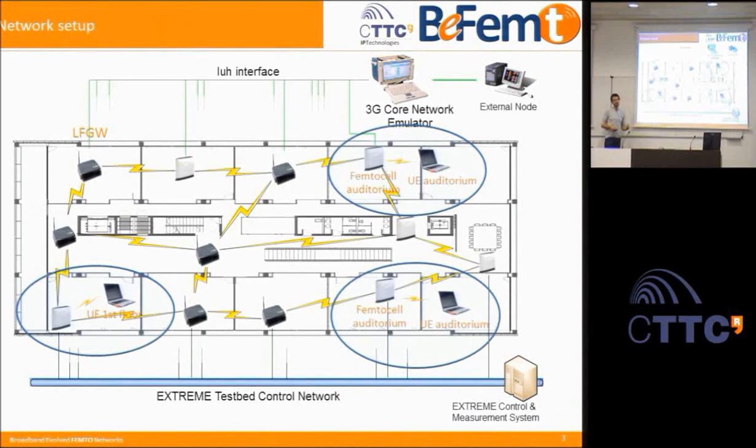The local femto gateway is an entity defined by bFemto that deals with the mobile network layer, so as to try to confine the 3GPP procedures to the network of femtocells, but also in our case it's our aggregation point of the traffic generated in the whole wireless network of femtocells, because from the local femto gateway, then through the Iuh interface, we reach the core emulator that we have in our lab, in what we call the extreme testbed, in the second floor of our building, and then to the external node, which is emulating the internet.